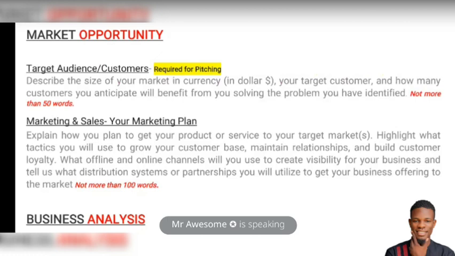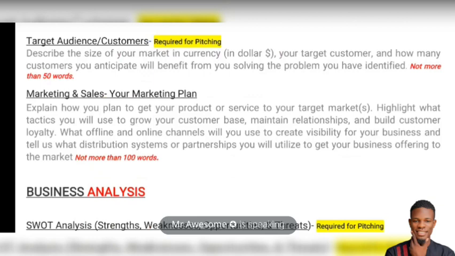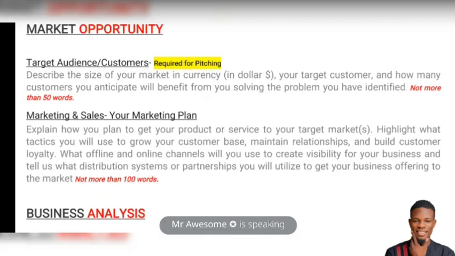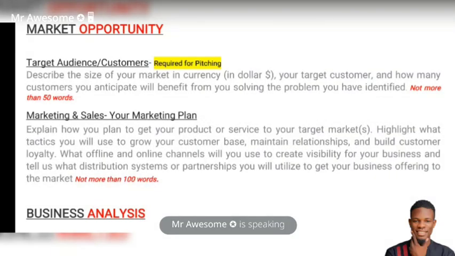Marketing and sales. Your marketing plan. Explain how you plan to get your product or service to your target markets. Highlight what tactics you will use to grow your customer base, maintain relationships, and build customer loyalty. What offline and online channels will you use to create visibility for your business? And tell us what distribution systems or partnerships you will use to get your business offering to the market. They want you to say this with just 100 words.